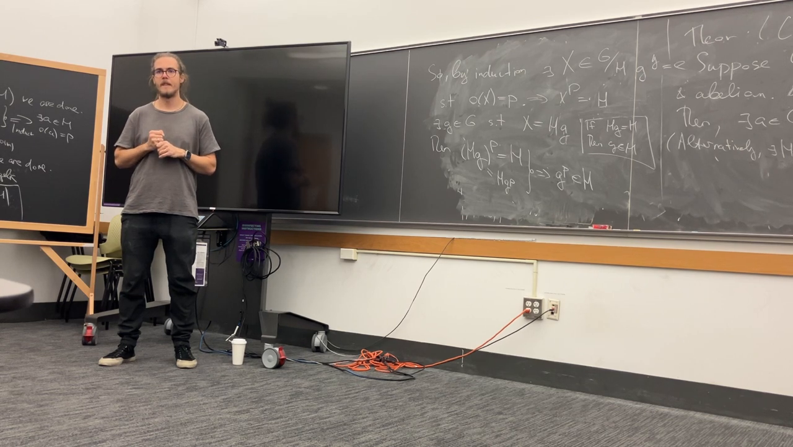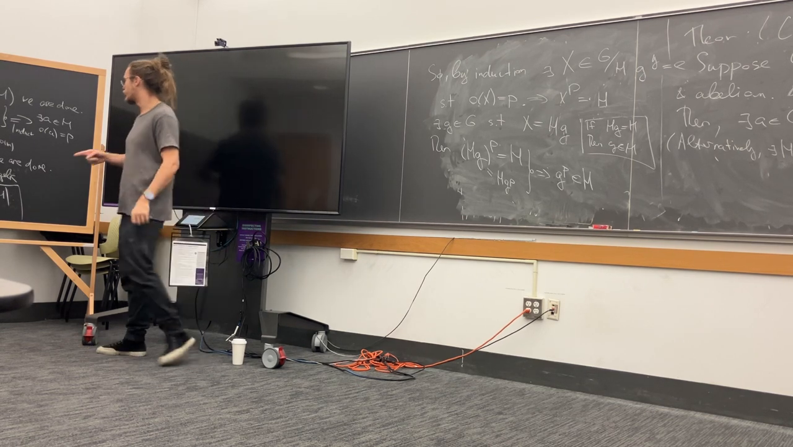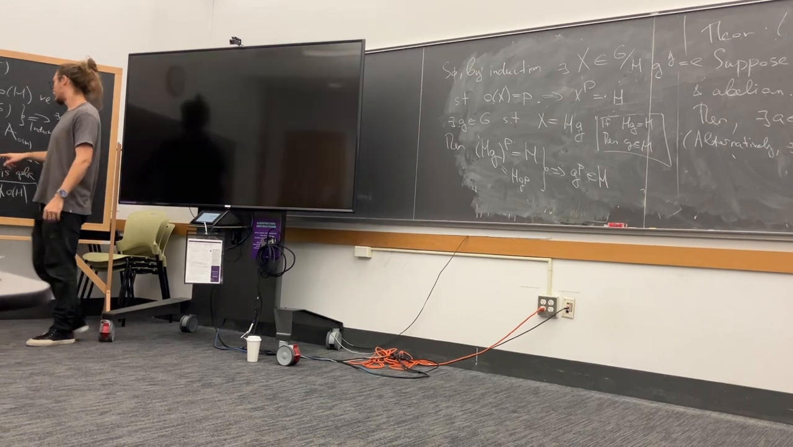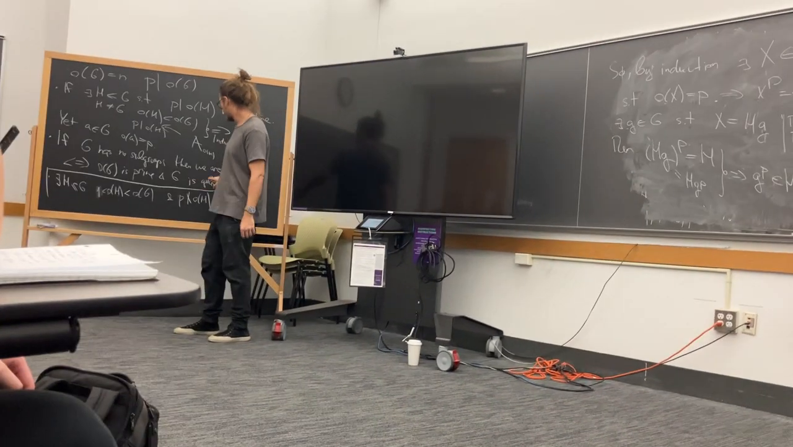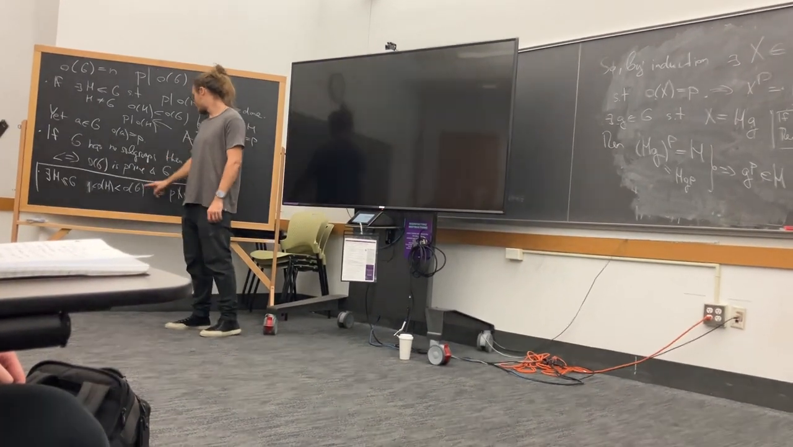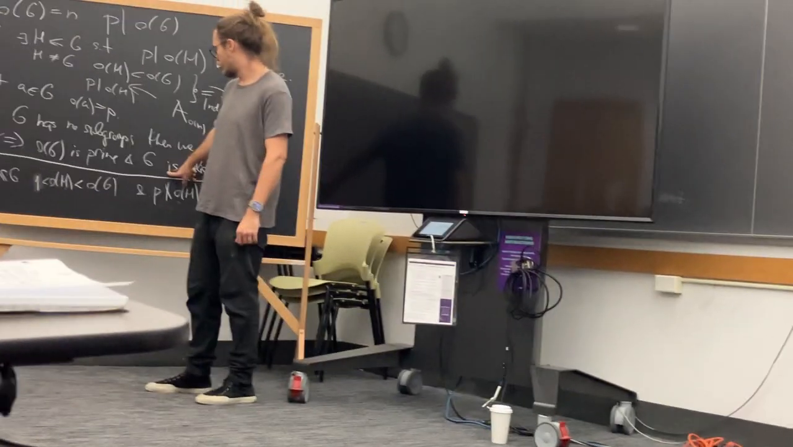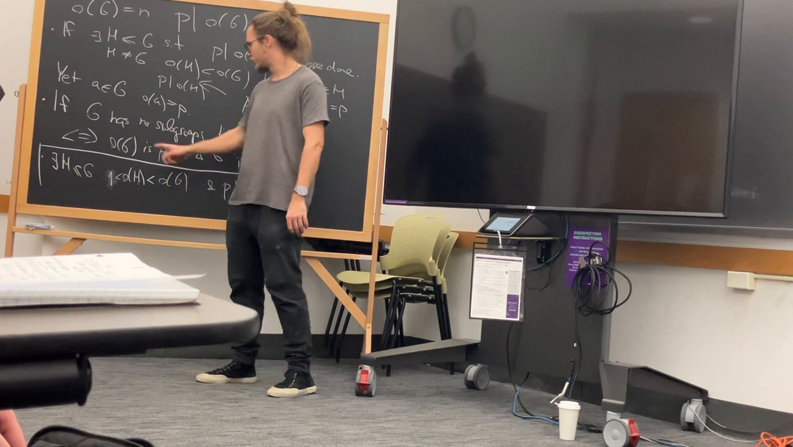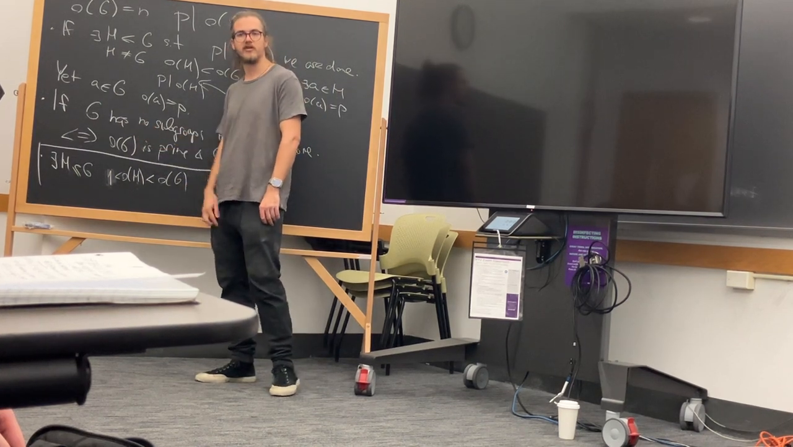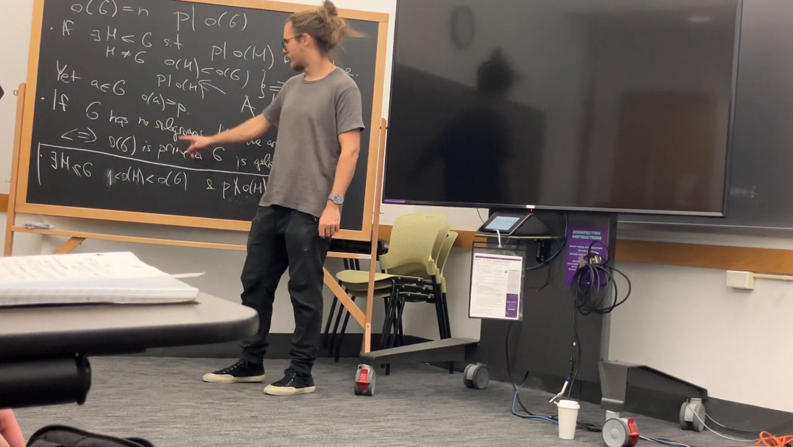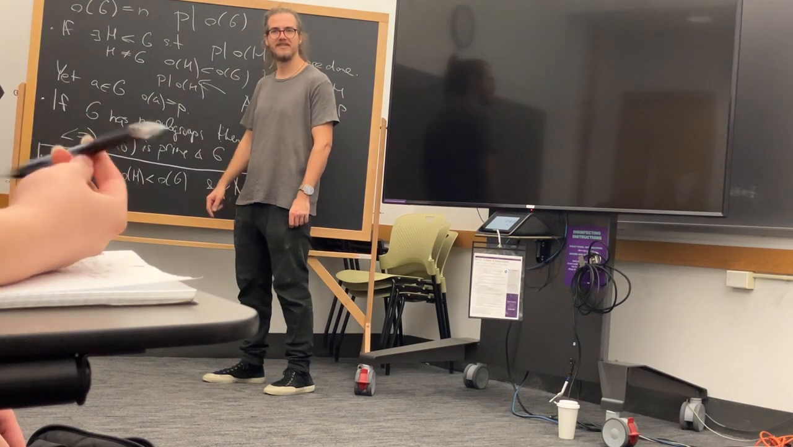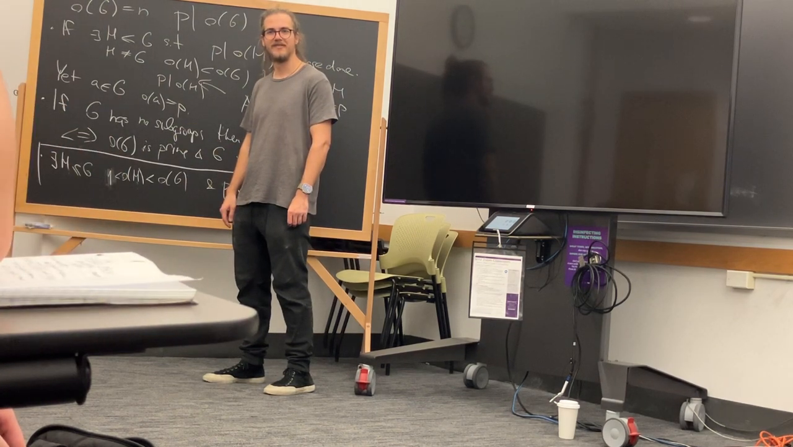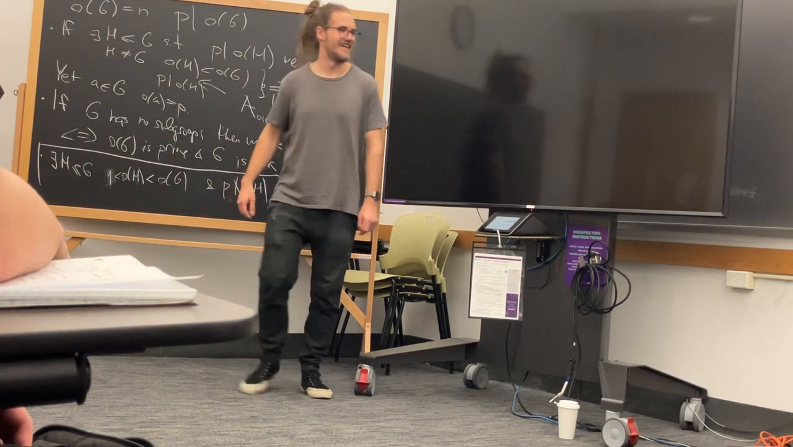Please go over the second situation. Okay, so if G has no non-trivial subgroups, then I claim that the order of G is prime and G is cyclic. What do you want to prove? This implies this, or this implies that? You can do both. Okay.